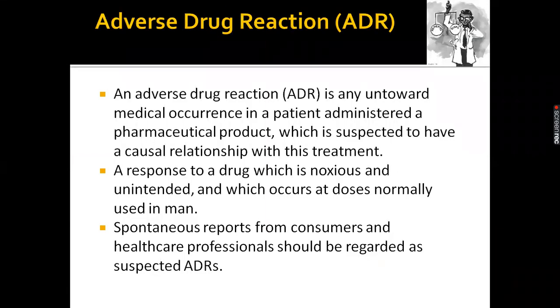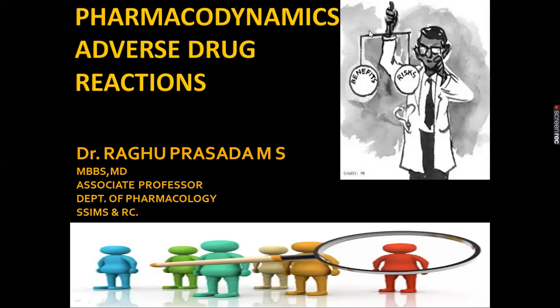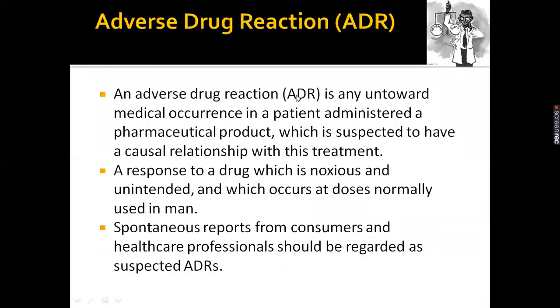So coming to the first slide, it is always the benefits and the risk that are weighed on the weighing machine. If the benefits outweigh the risk, then only we administer these drugs. So this whole chapter, or whole class, will be about this: what benefits we receive and what we are risking. With this idea, we'll move further.